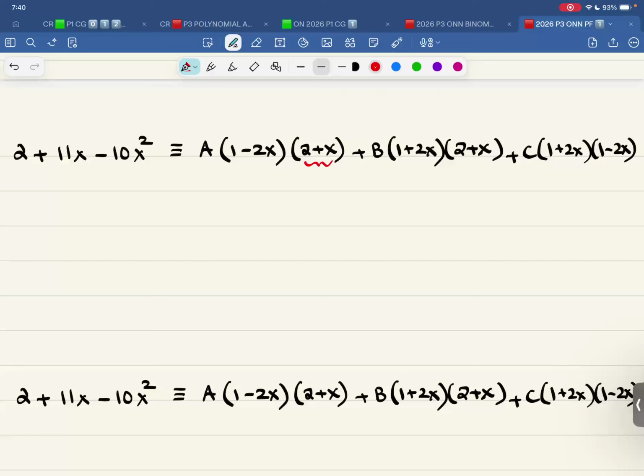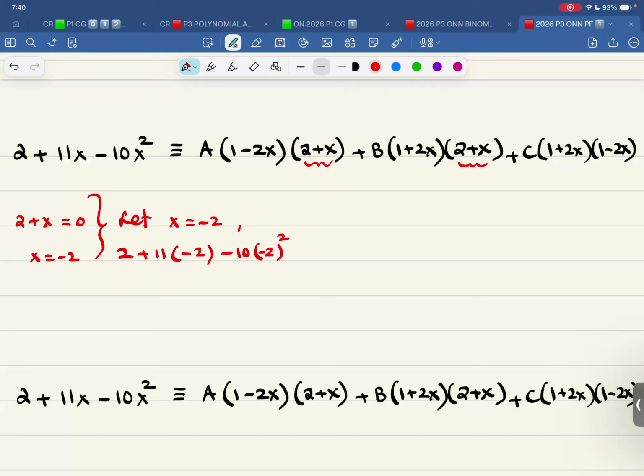If I choose x is equals to -2, these two brackets will become 0. So technically, the background knowledge is 2 plus x equals to 0, x is -2. So therefore, I'll write let x is equals to -2. So therefore, this is 2 plus 11 into -2 minus 10 into -2 square. Can someone please grab a calculator and help me out? And this a becomes 0, b becomes 0, c is 1 plus 2 times -2, and this is 1 minus 2x. So this is 1 minus 2 into -2.